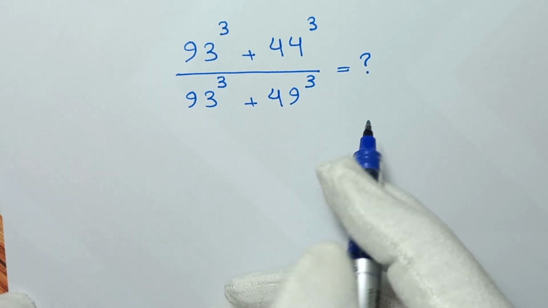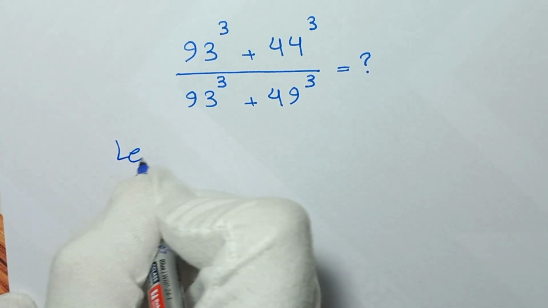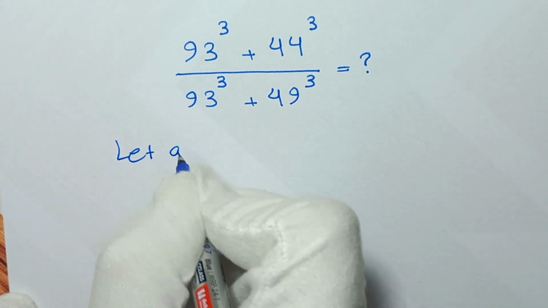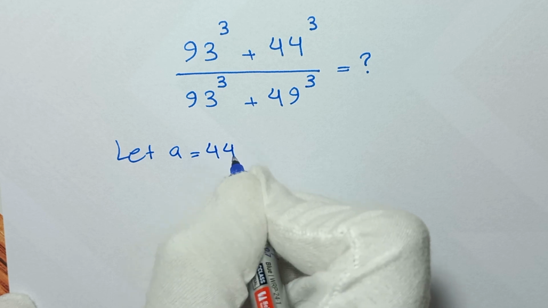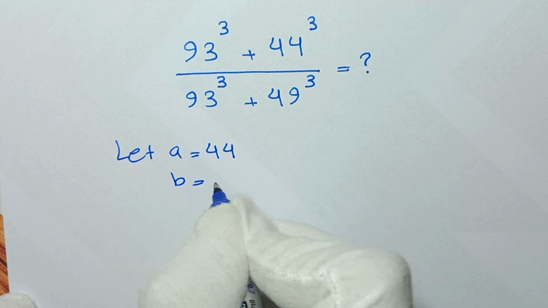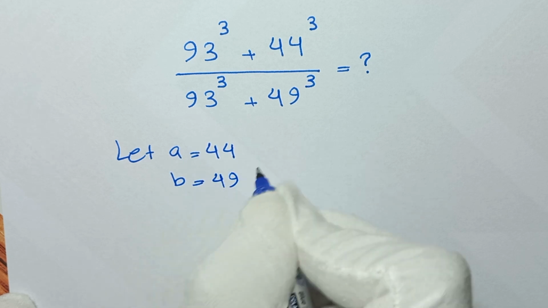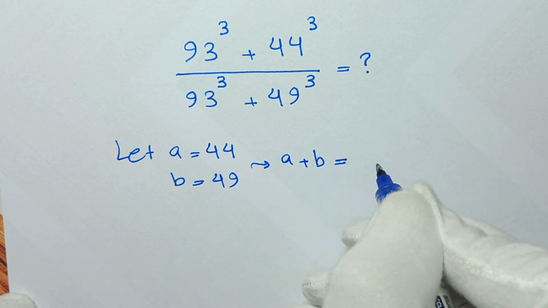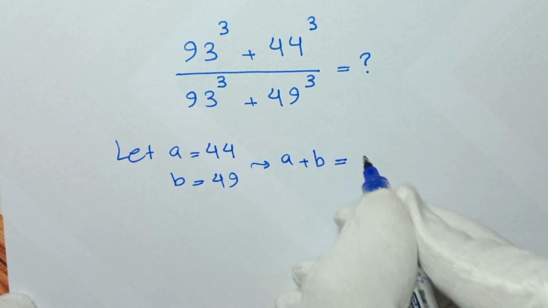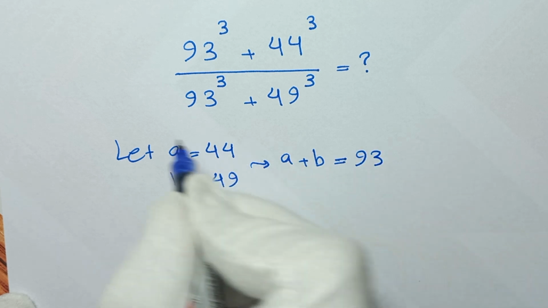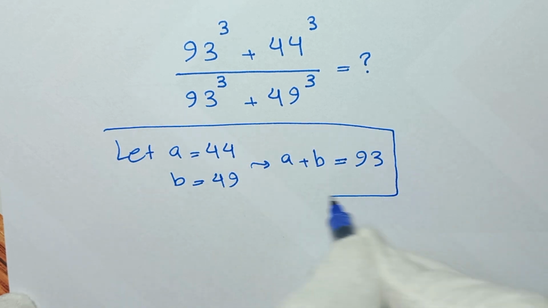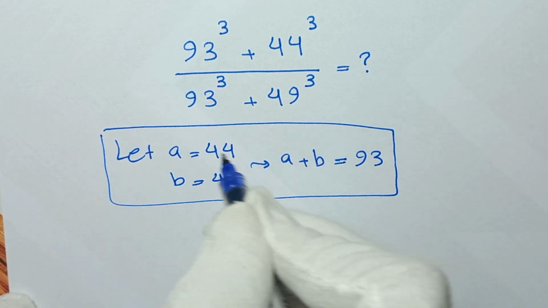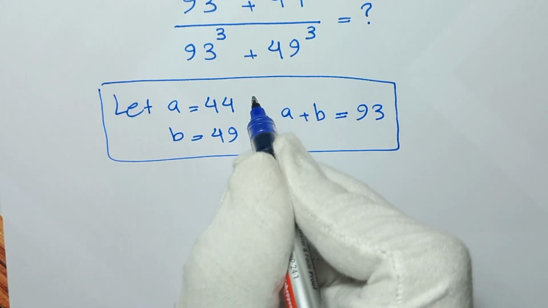In the first step, we start by letting a be 44 and b be 49. And from here, a plus b is equal to 44 plus 49, and it will be 93. So, in the next step, we substitute this value in this fraction.